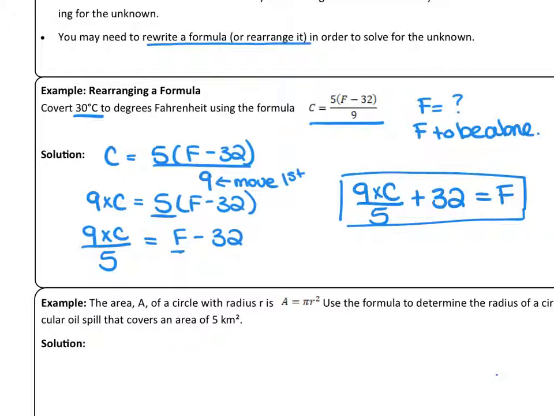It's what one of my professors used to call plug and chug. Once you have it, plug the numbers in that you know and then just calculate. So 9 times our degrees Celsius, which is 30, divided by 5 plus 32 is going to equal F. And then all you have to do is actually calculate it. So on my calculator, 9 times 30 divided by 5 plus 32, and I get 86 degrees Fahrenheit.